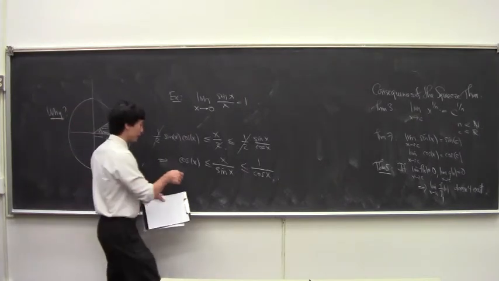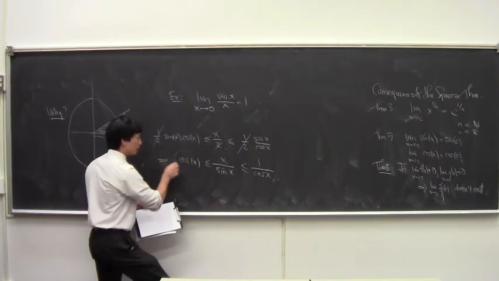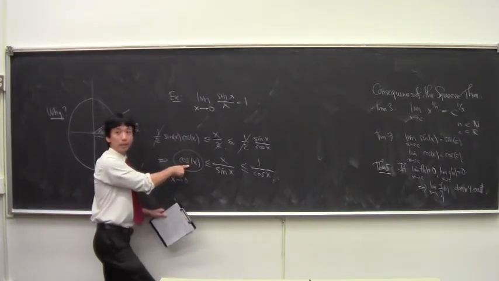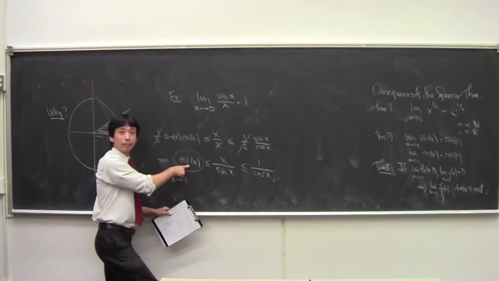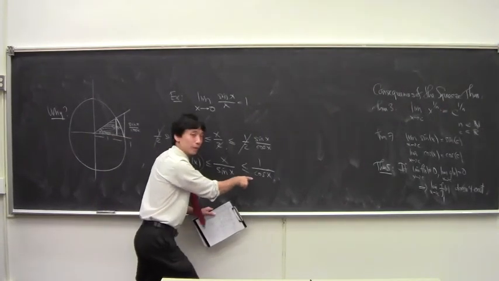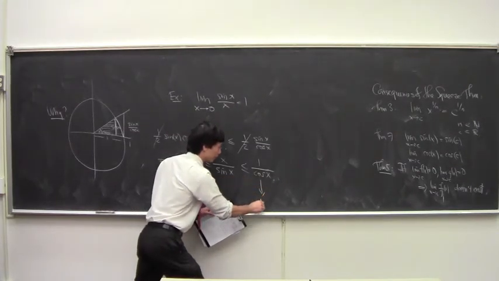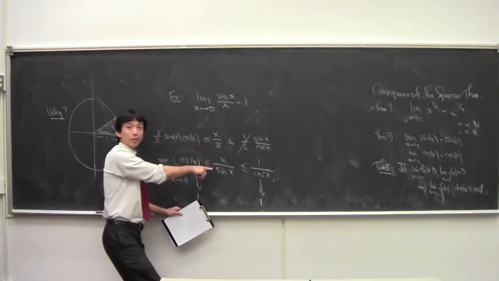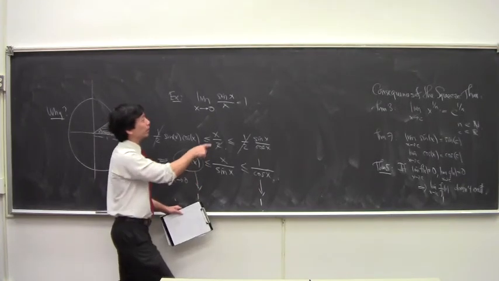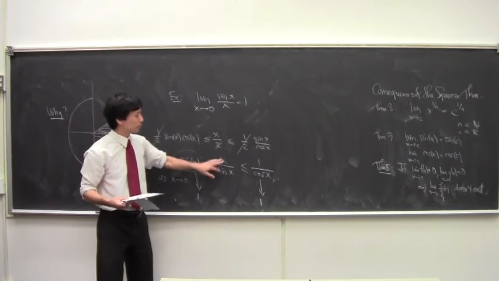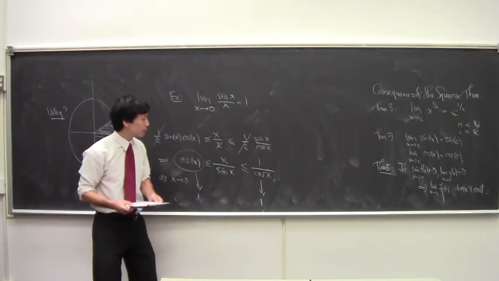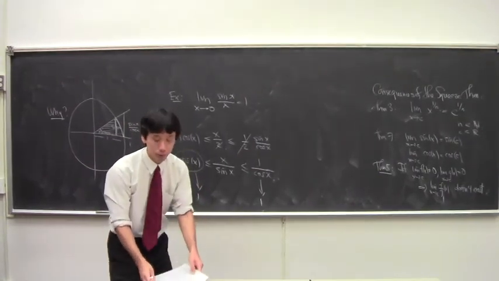Now, what's the limit of this as x goes to 0? What happens to this thing? Cosine x goes to 1. What about this thing? 1 over cosine x will go to 1 also. What does that tell you? The guy in the middle, x over sine x, must also go to 1 by the squeeze theorem. Which tells you that the limit of the opposite guy will also go to 1. So this is an important result used in physics a lot.